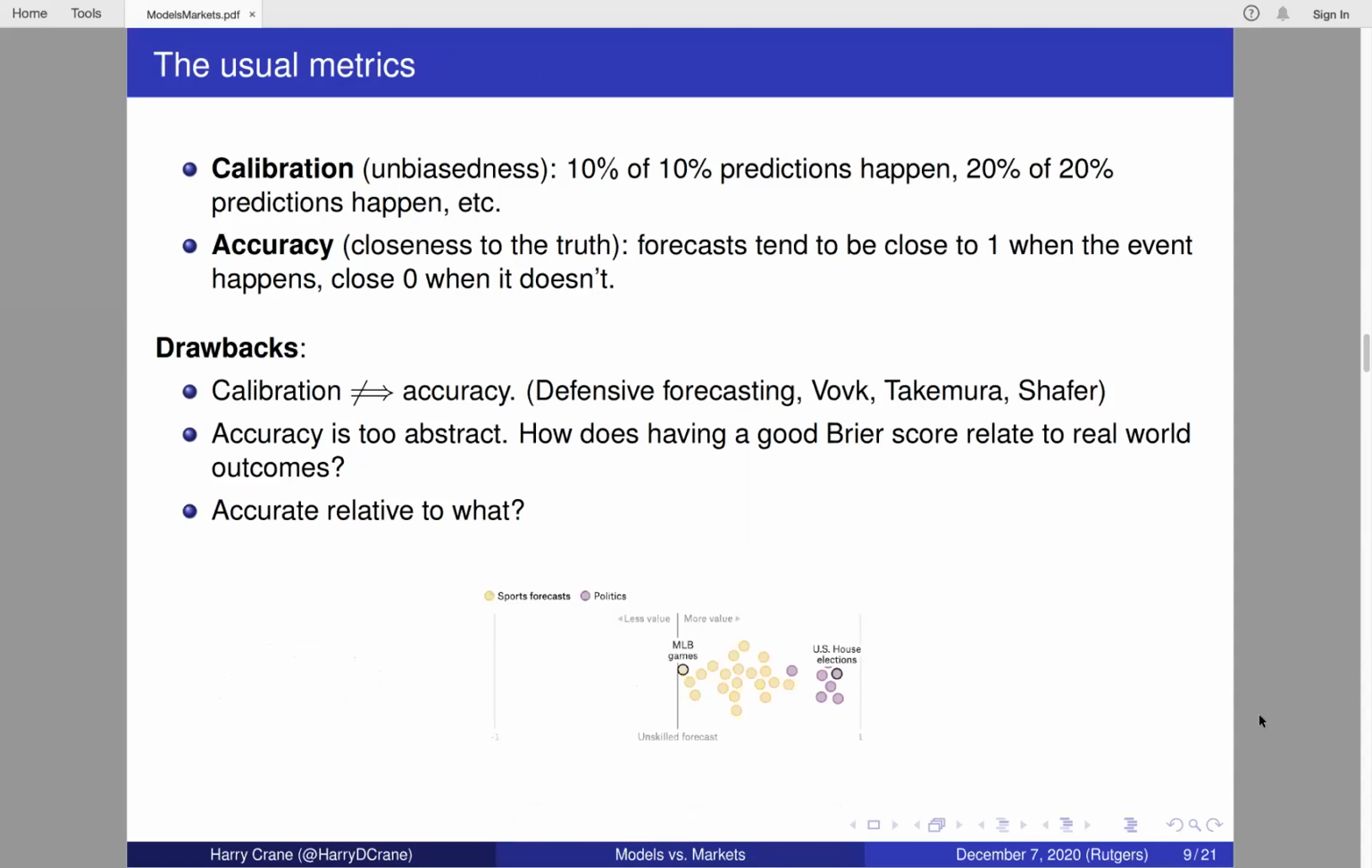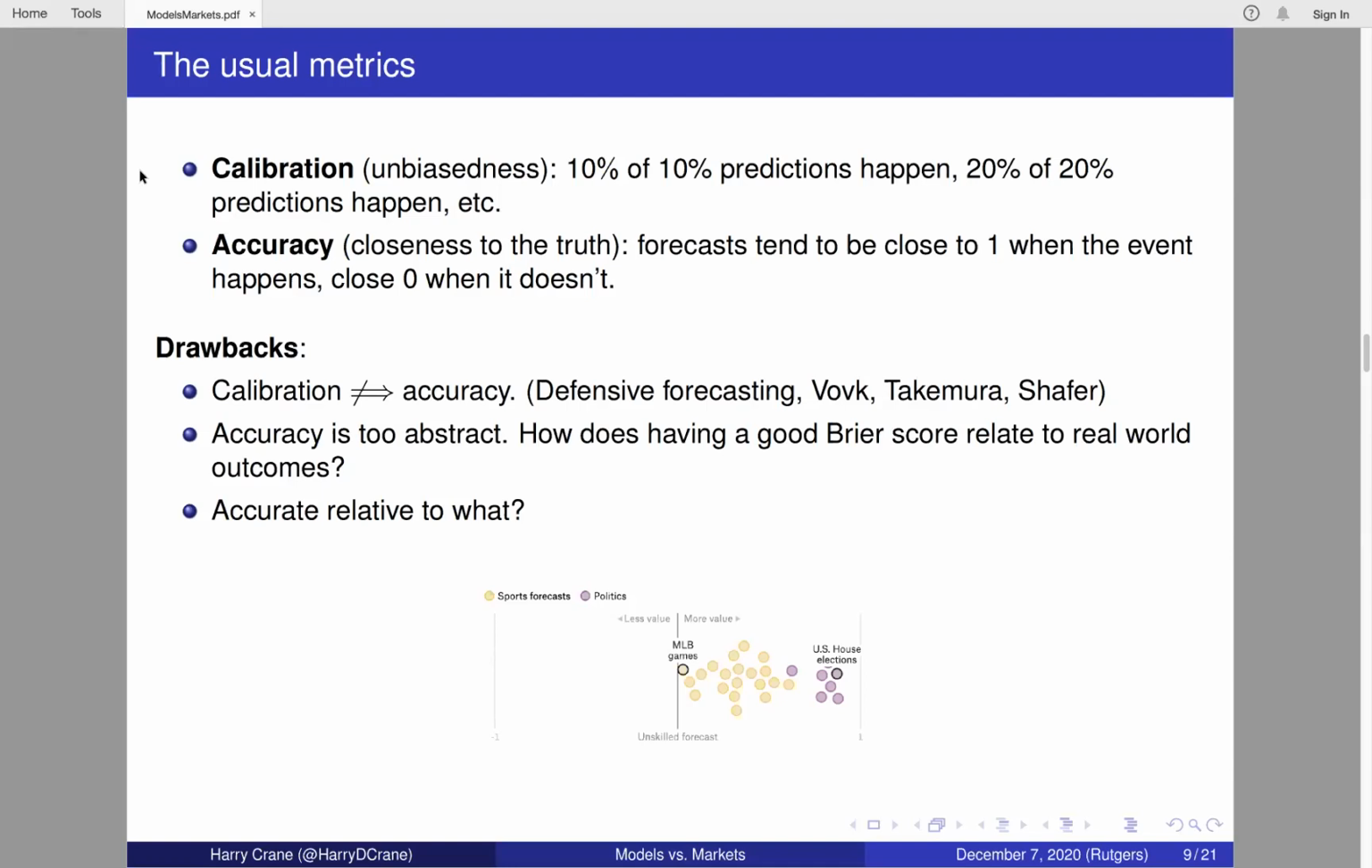There are several metrics you can use, and we're going to introduce our own metric, but first there are several conventional ones, usually called calibration and accuracy, which we've talked about in the seminar a number of times. Calibration essentially is just unbiasedness. A forecaster is calibrated if, when I say something has an X% chance of happening, it happens X% of the time. So 10% of my 10% forecasts happen, 20% of my 20% forecasts happen, and so on.